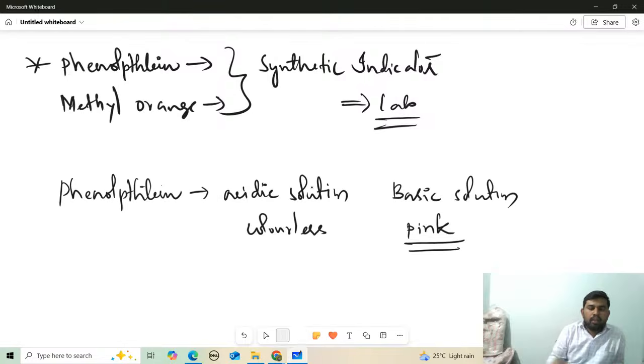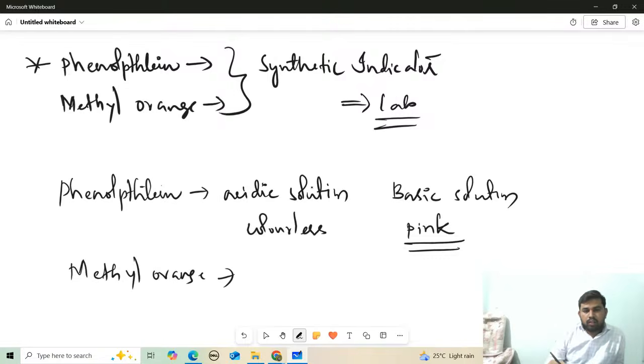Similarly, we have methyl orange indicator. In acidic medium it will be pinkish red, and in basic medium it will be yellowish orange. This is about the synthetic indicators.